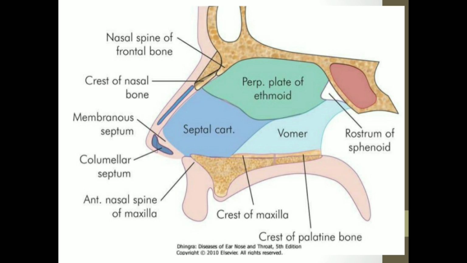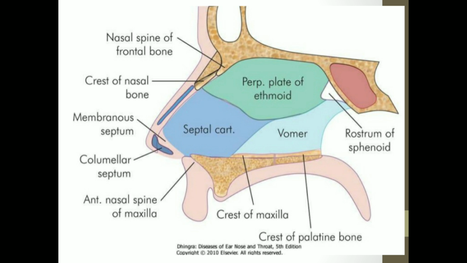The nasal septum forms a common medial wall of the right and left nasal cavity. The nasal septum is usually deflected to one or the other side, rarely in median position. So if you look, this is the nasal septum. This medial wall you are looking at is called the nasal septum.